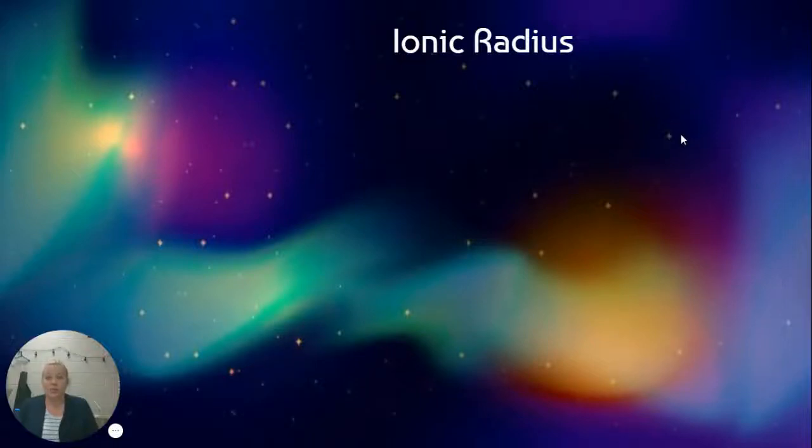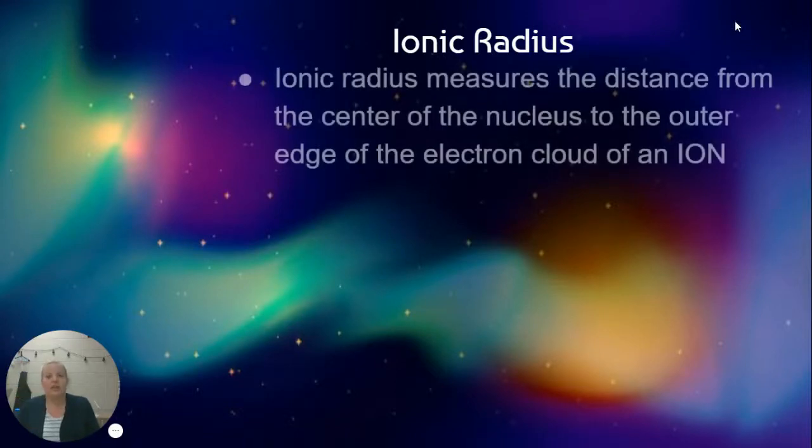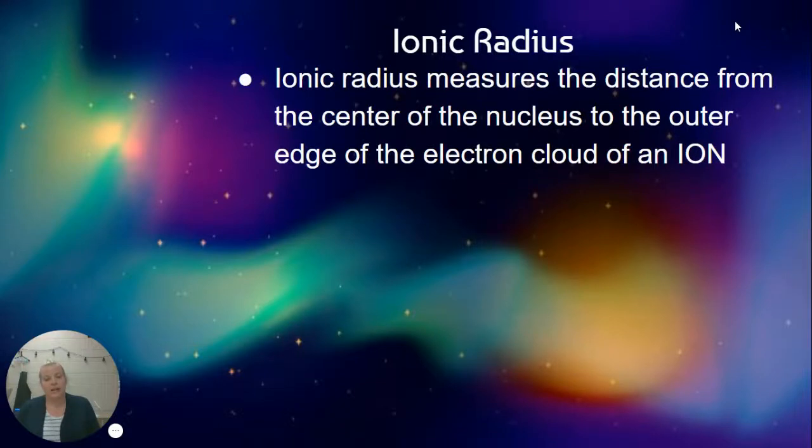The second trend we're going to be talking about is ionic radius. If you say to yourself, well, atomic radius was the distance from the center of an atom to the edge of the atom, an ion should be the same, you are correct. Ionic radius measures exactly that, from the center of the nucleus to the edge of your particular element's electron cloud.